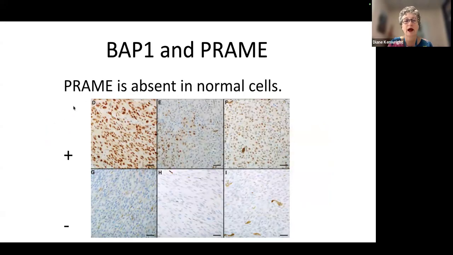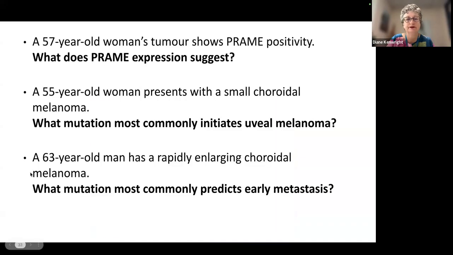All right, let's think of PRAME. PRAME is absent in normal cells. So this is a melanoma where PRAME is expressed, and it is going to be behaving badly. These are melanomas where PRAME is absent, and they're going to be behaving well. There are some tumours which partially express PRAME, and we have guidelines to determine whether we call these positive or negative, and we will write about this in our reports.